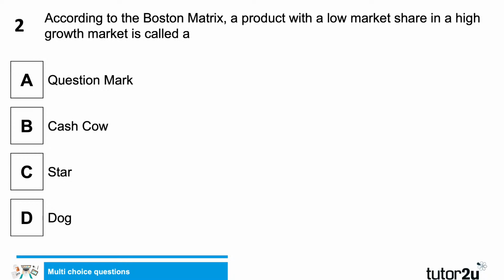According to the Boston Matrix, a product with a low market share and a high growth market is called, is it a question mark? Is it a cash cow? Is it a star? Or is it a dog? What do we think? Now, in an exam, you might be asked to maybe assess the value of the Boston Matrix to a particular business. Remember, in all the assess questions, you need to produce a balanced response. So it is really important you understand the different models and theories and their value and limitations.